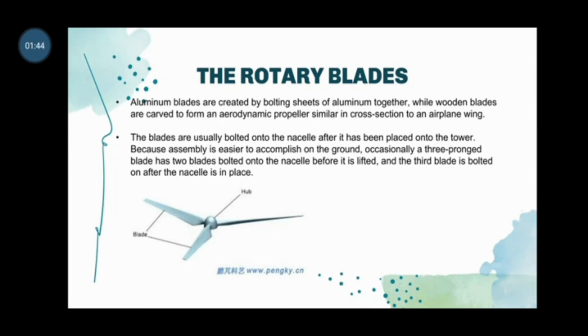Because assembly is easier to accomplish on the ground, occasionally a three-pronged blade has two blades bolted into the nacelle before it is lifted, and the third blade is bolted on after the nacelle is in place. As we see in the picture, the blade and the hub.